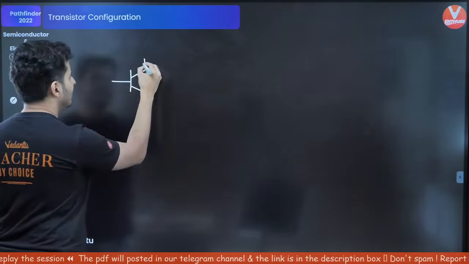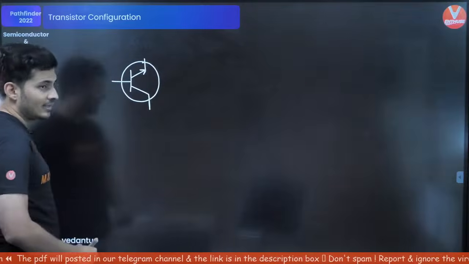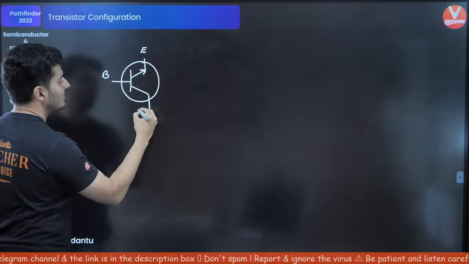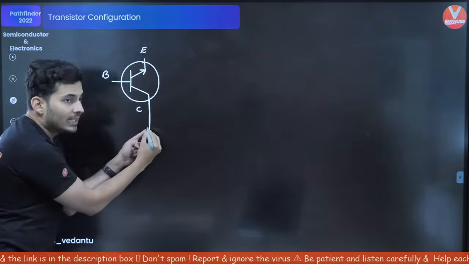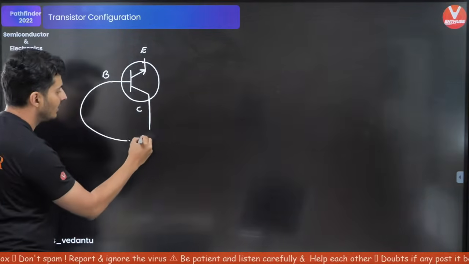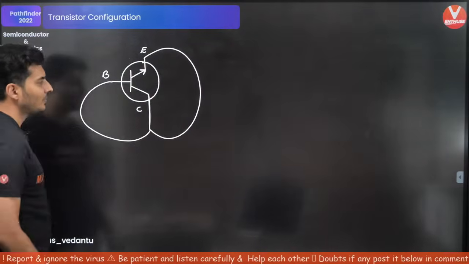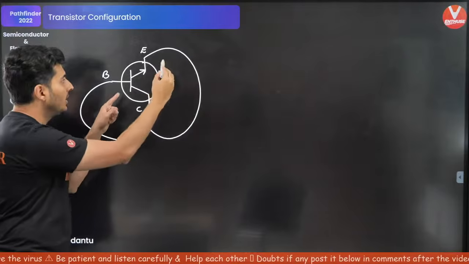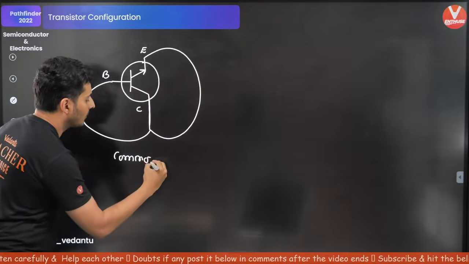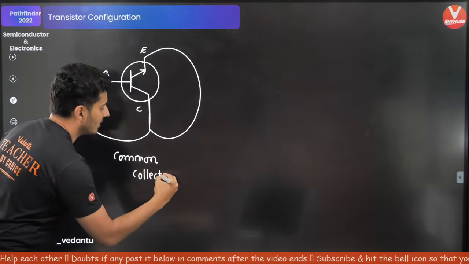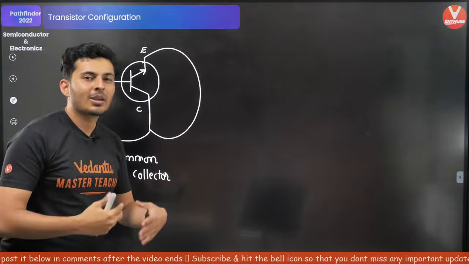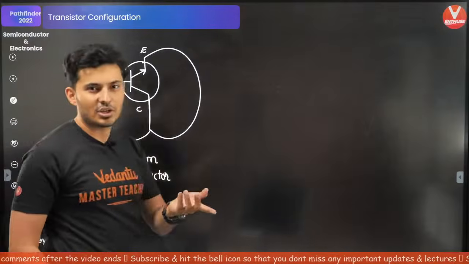For example, imagine this is your transistor, something like this. Let's say this is your base, this is your emitter, this is your collector. Let's say the collector part, I'm dividing it between 2 circuits. I'm taking it as common. This is one circuit and this is another circuit. You can see that the collector is common between this circuit and this circuit. This is called a common collector configuration. Common collector. Collector is common between these 2 circuits. Is that clear?